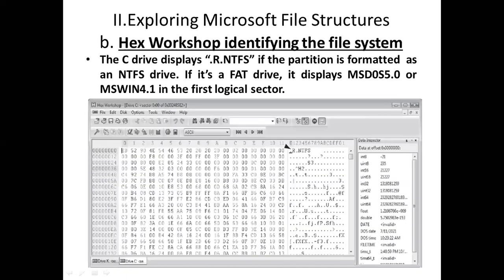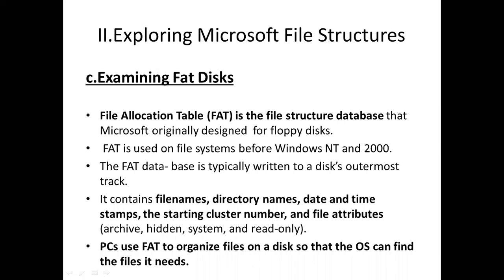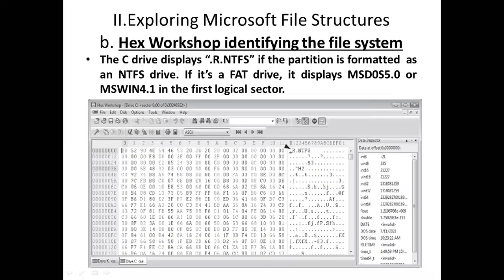So this is a general process of how HEX Workshop works. If you see this diagram, even if you don't understand the contents, you can clearly see that there is a HEX Workshop at the top. If you are able to see the arrow that I'm pointing, it says drive C, and some sectors are given here. So this is the first step.